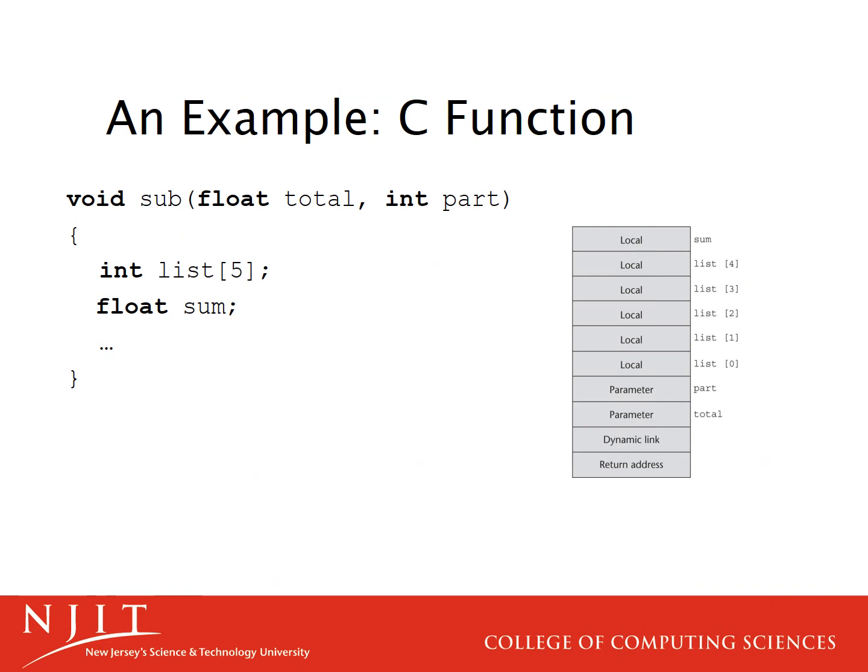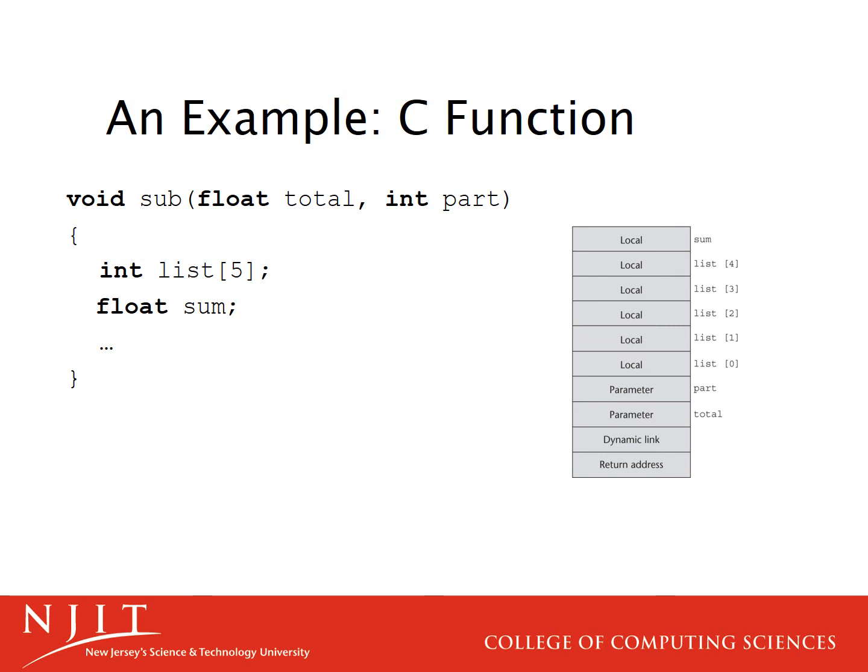So here's an example. I have a function named sub, which takes two arguments, a float and an int. And inside the function, I declare an array of 5 integers and a float. So you can see that the activation record is going to have the return address. It's going to have the dynamic link, which is the environment pointer for the caller. It's got the two parameters, total and part. And it's got the locals, the array of 5 integers from 0 to 4, and the sum.